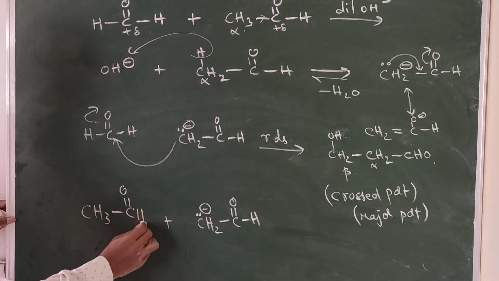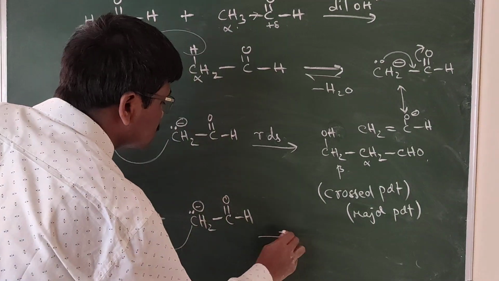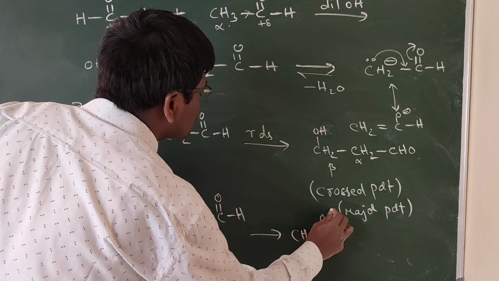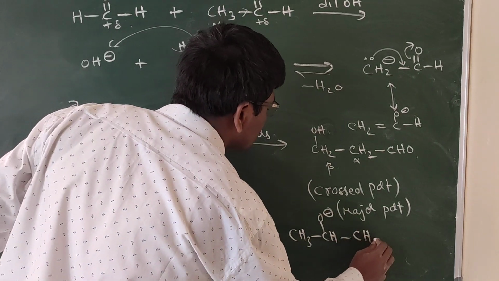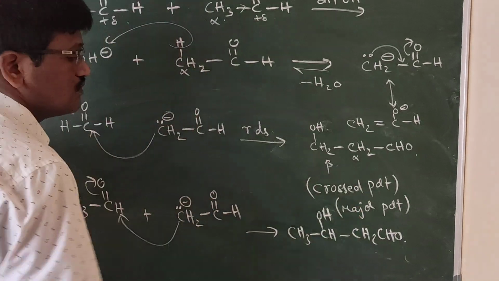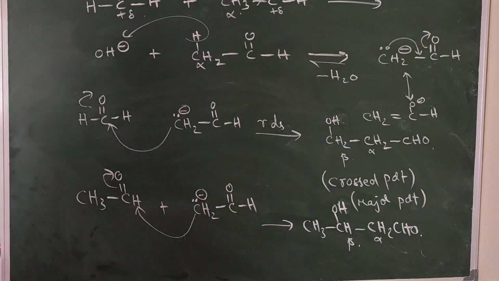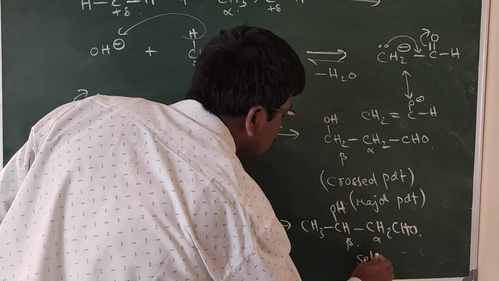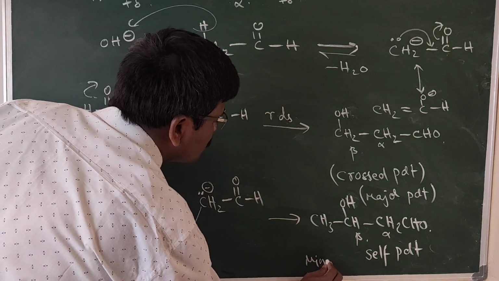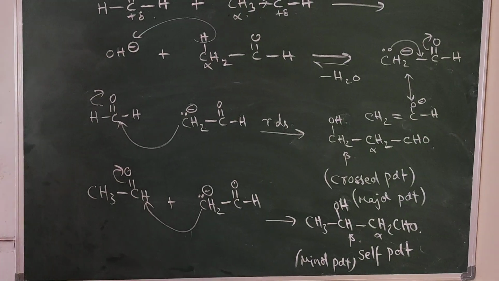That is acetaldehyde. The enolate ion attacks the carbon, and the pi electrons are transferred to the oxygen. So here we get CH3CHO minus, CH2CHO. After getting a proton from water, we get beta-hydroxyaldehyde, and this is the self product. This product is formed in minor amount, so this is considered the minor product.